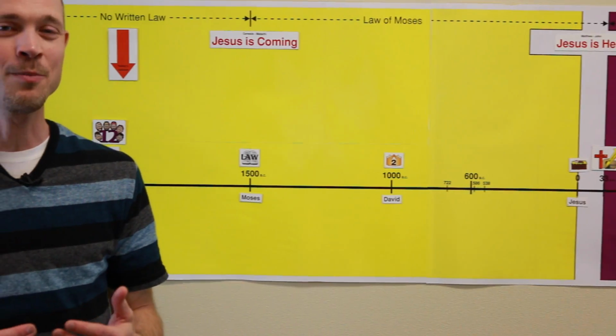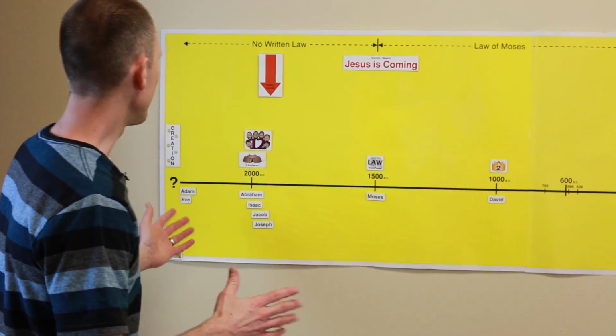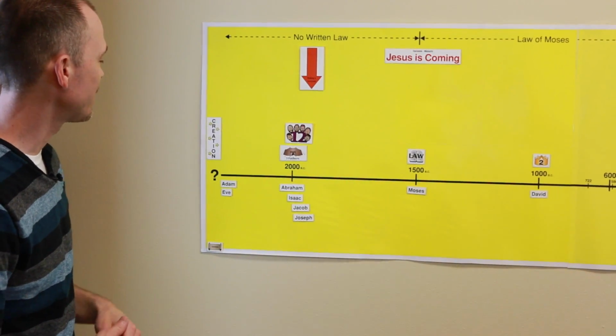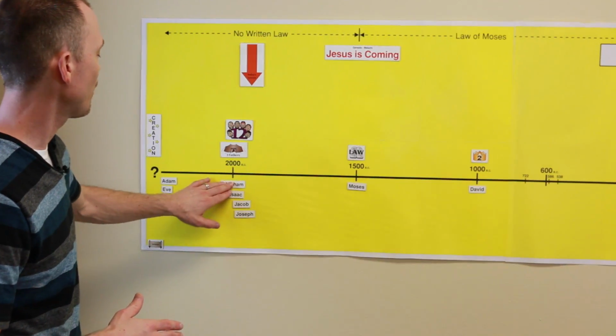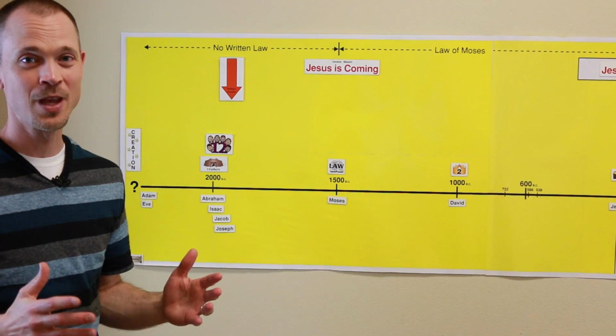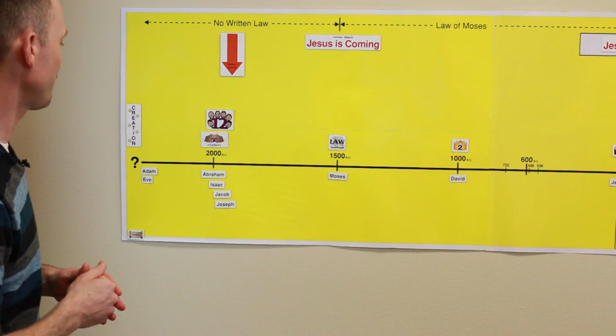Using just these few people, we can briefly sketch the Bible history. In the beginning, God created the world. Adam and Eve were the first man and woman He created. A little bit later, God chose Abraham, and He promised Abraham that He would raise up a great nation through him, and that the whole world would be blessed through his family.